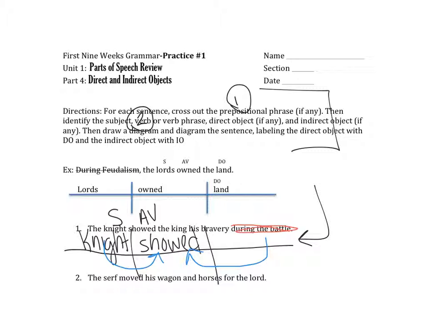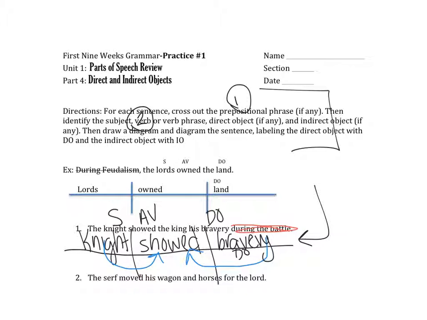So the knight did the showing, but you have to ask yourself, what did the knight show? What got showed? Oh, the knight showed bravery. Bravery is our direct object. It's what got shown. And let's make sure we label it. So the knight did the showing. Knight is the subject. The bravery is what got shown. That's the direct object.